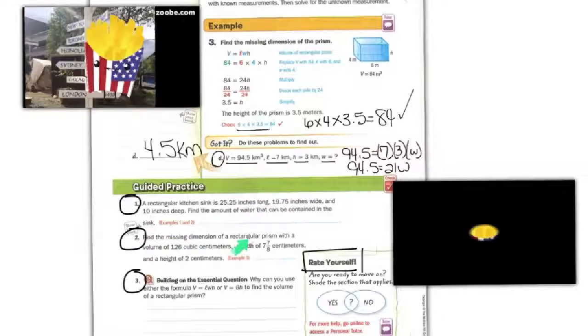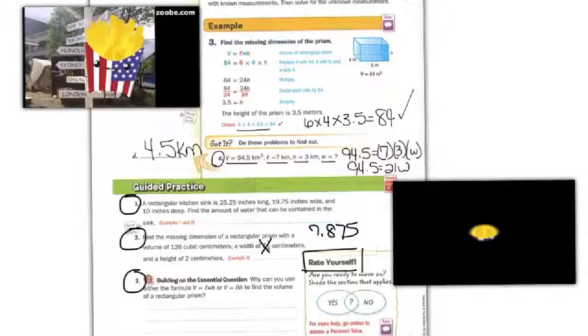Find the missing dimension of a rectangular prism with a volume of 126 cubic centimeters, a width of 7 7/8 centimeters, and a height of 2. I'm going to give you a little bit of help here on this one and give you the decimal equivalent. So change 7 7/8 to 7.875 because decimals will be much easier for you to handle at this point.